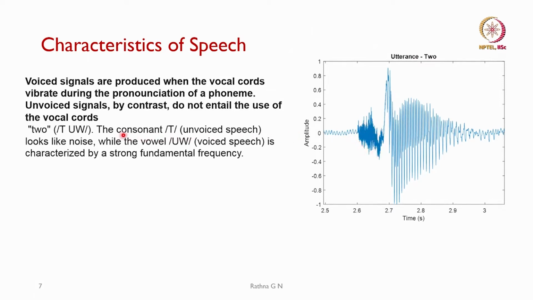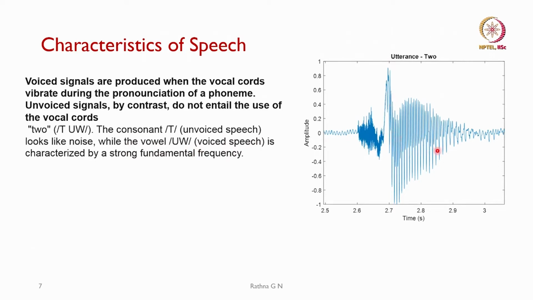You will see that for the consonant, when we are pronouncing "to", this is how the phoneme is going to be generated: /T and then UW. The consonant /T is the unvoiced speech. This is the duration where it is unvoiced, and it looks like noise, as you can make out here. Then, for the vowel UW, voiced speech is characterized by a strong fundamental frequency.